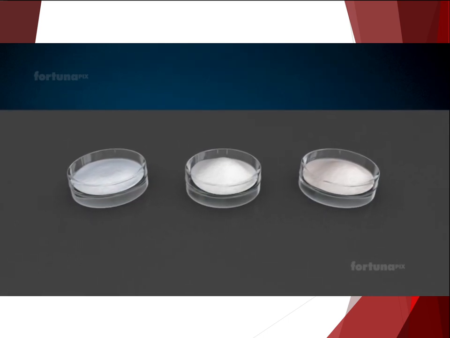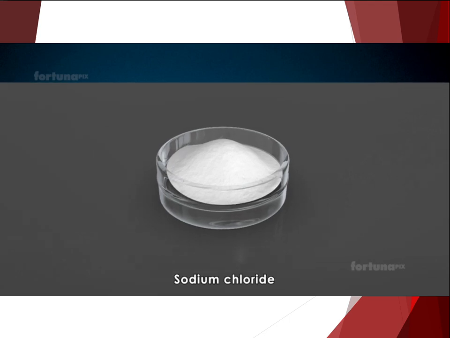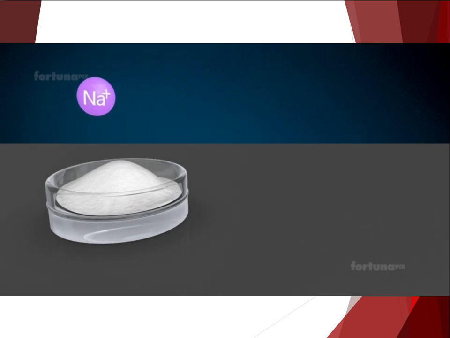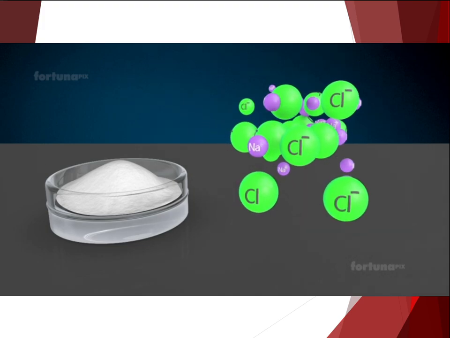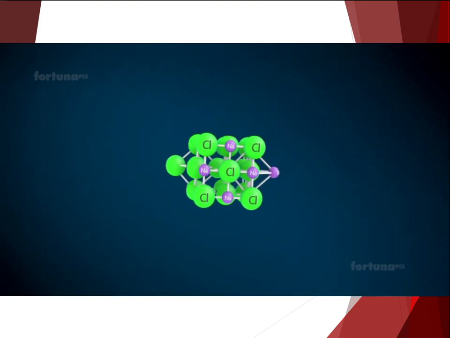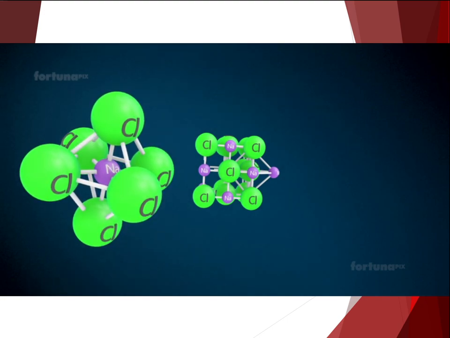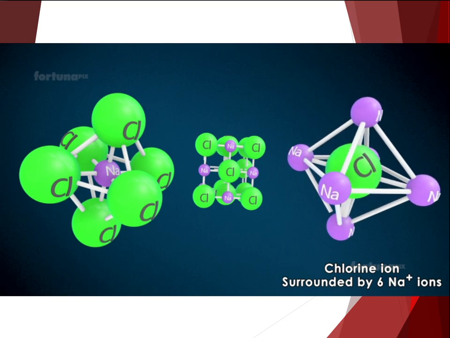To better understand these structures, let's look at three common examples of ionic crystals. Sodium chloride, the common table salt, consists of a sodium cation and chloride anion. As these ions bind together, they will form a cubic ionic crystal. In our sodium chloride ionic crystal, each sodium ion will be surrounded by 6 chlorine ions, and each chlorine ion will be surrounded by 6 sodium ions.